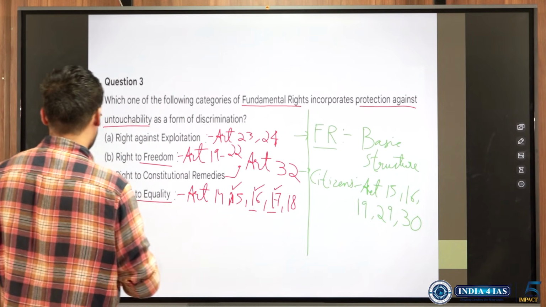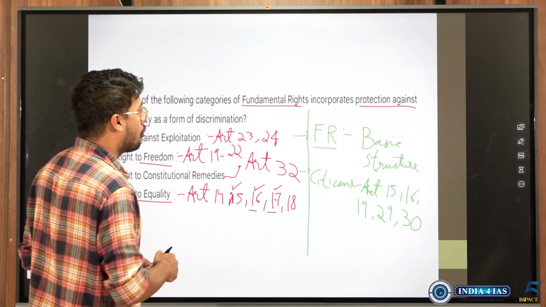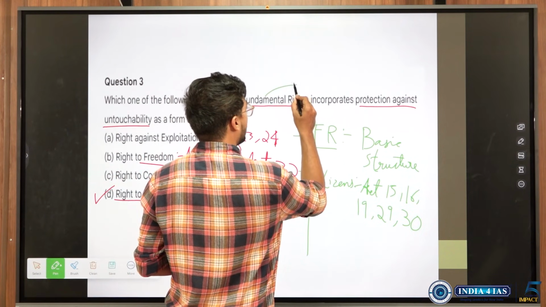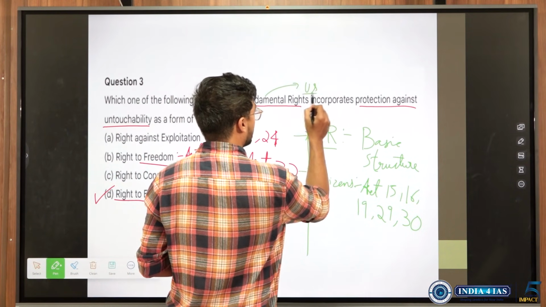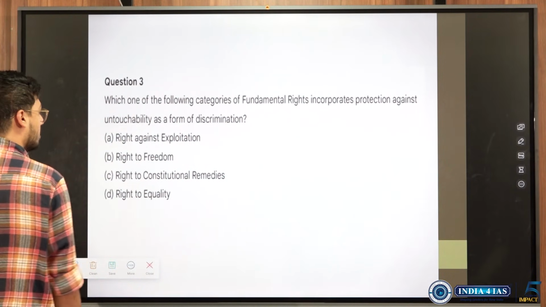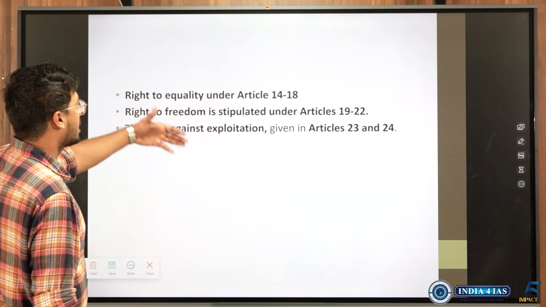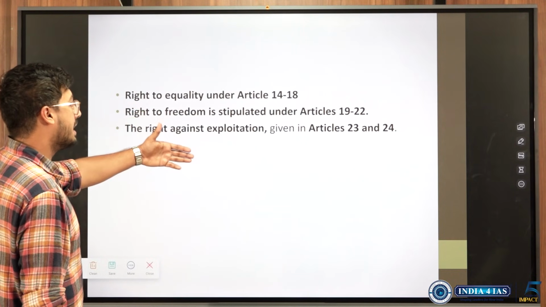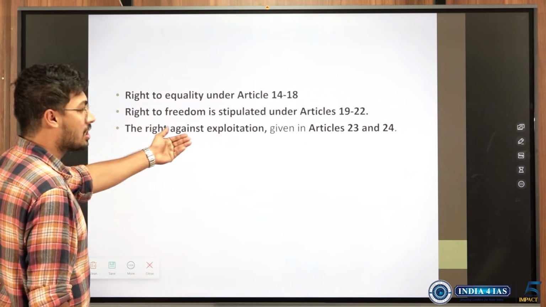So from where have we picked the fundamental rights? It is from the US Constitution. These are basics we will have to know. We will move on. Same thing: right to equality 14-18, right to freedom 19 to 22, and right against exploitation 23-24.